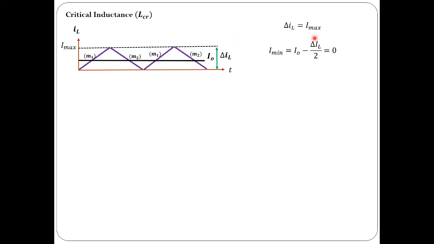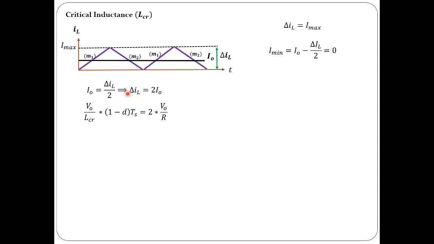We know delta IL is the same as I max for this particular condition, right? Delta IL is the same as I max because I min is 0, the minimum value of the current through the inductor is 0, and we know I min is equal to I naught minus del IL by 2. From this we arrive at the equation I naught equal to delta IL by 2, so delta IL is equal to 2 into I naught. And what is the I naught value? I naught is V naught by R, right? The average value of output voltage across the resistor divided by the resistance value. So 2 into V naught by R must be equal to del IL.